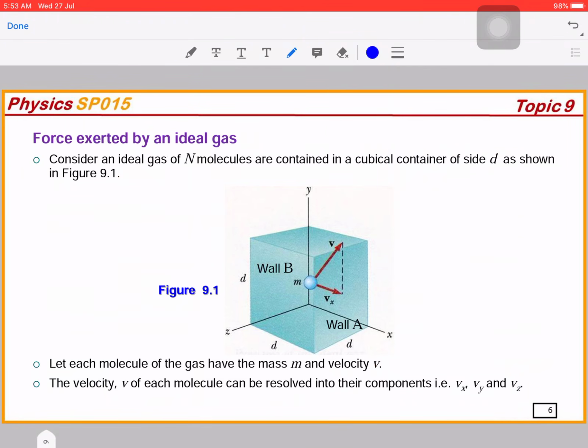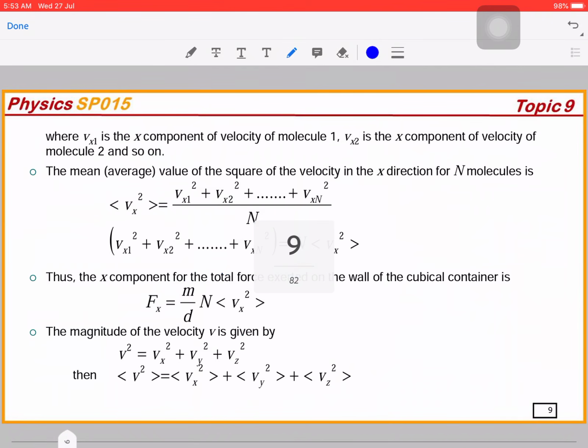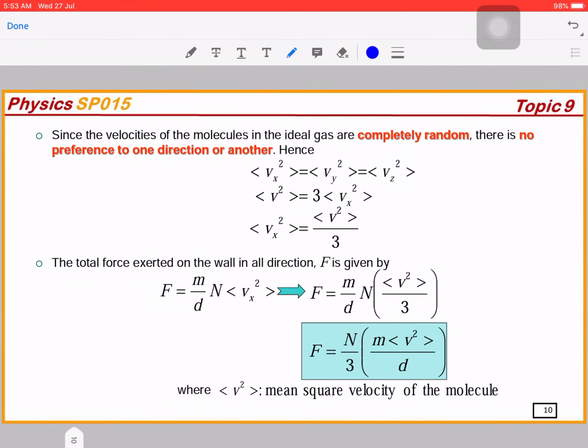Okay, and then we look at force exerted by the ideal gas. So this is the derivation of the formula. Okay, you can check this by yourself. So the force is given by the formula N over 3 m mean V squared over D. Okay, so we call it mean square velocity. Okay, the symbol is mean square velocity.